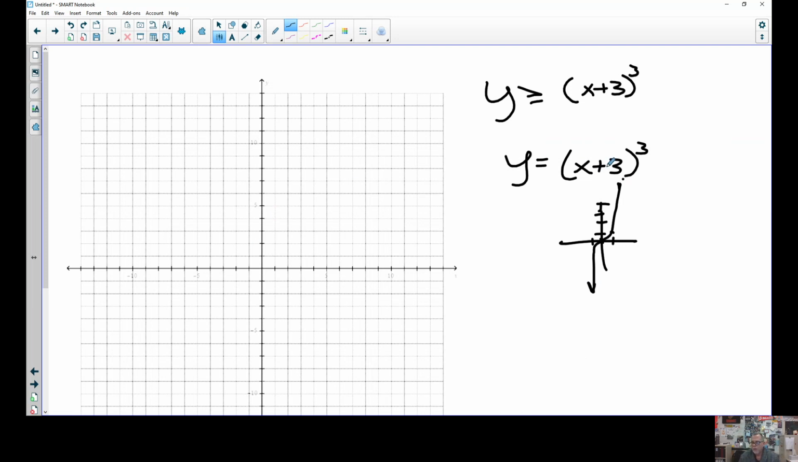So what do we have? It's shifted left 3. So we're going to go left 3. We make our center. And then this is go over 1 and up 1, over 2 and up 8.